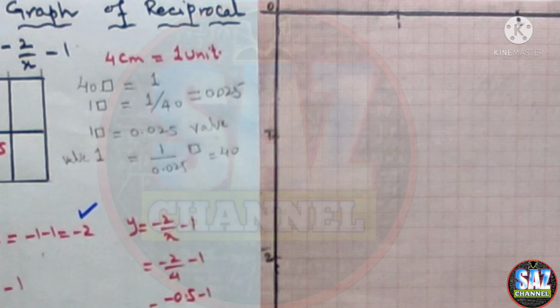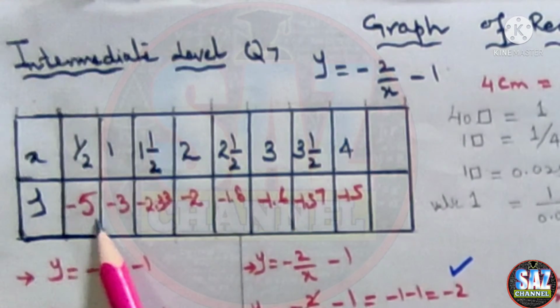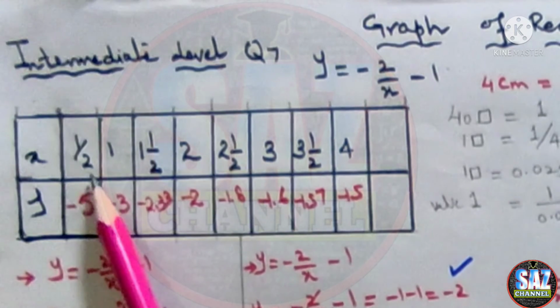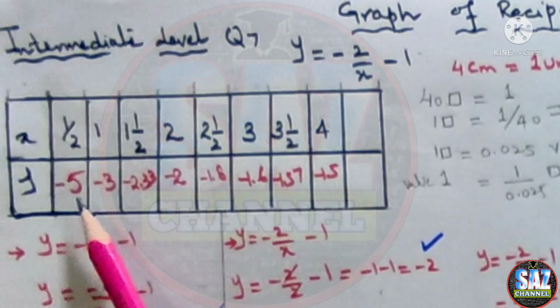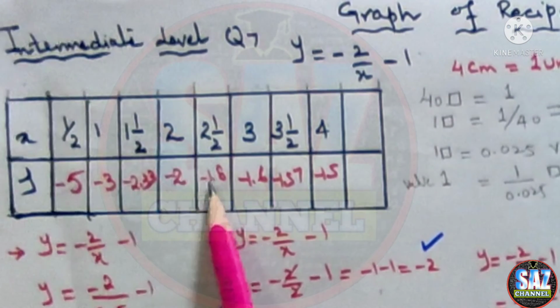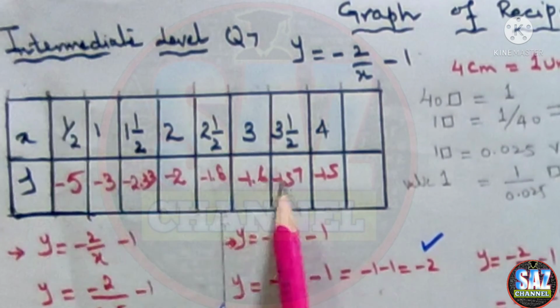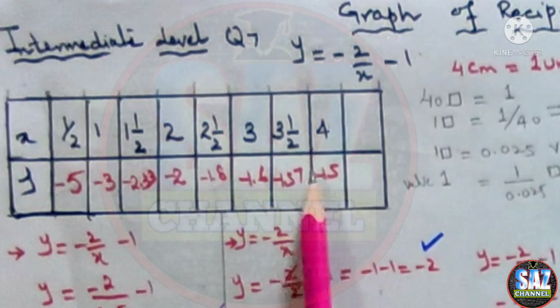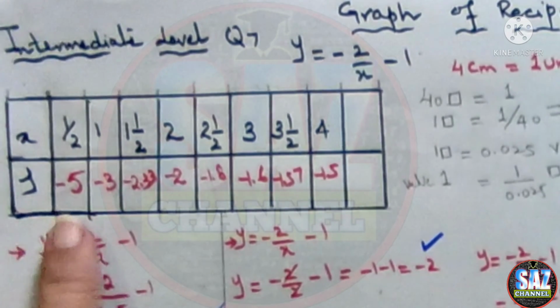Now it's time to go for the sketching. First of all, observe the values of x and y. We can see that as the values of x are increasing, values of y are also increasing. All of the values of y are negative. That's why the graph is entirely below the x-axis, in the fourth quadrant. So let's move to the plotting of the points.